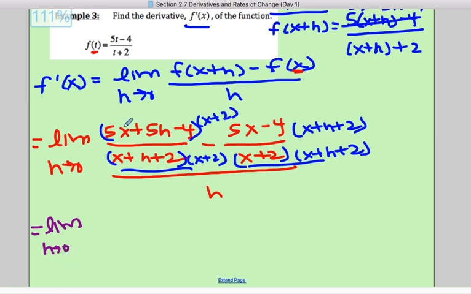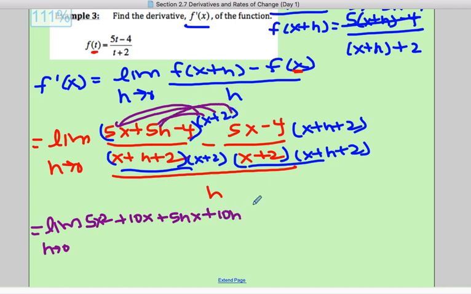So we will have 5x times x. We got 5x squared, and then plus 10x. Then I'm going to distribute my 5h. So plus 5xh or hx, whichever way you want to write it, and then plus 10h. Then we have to distribute the negative 4. So minus 4x minus 8. That is that first numerator all FOILed out.